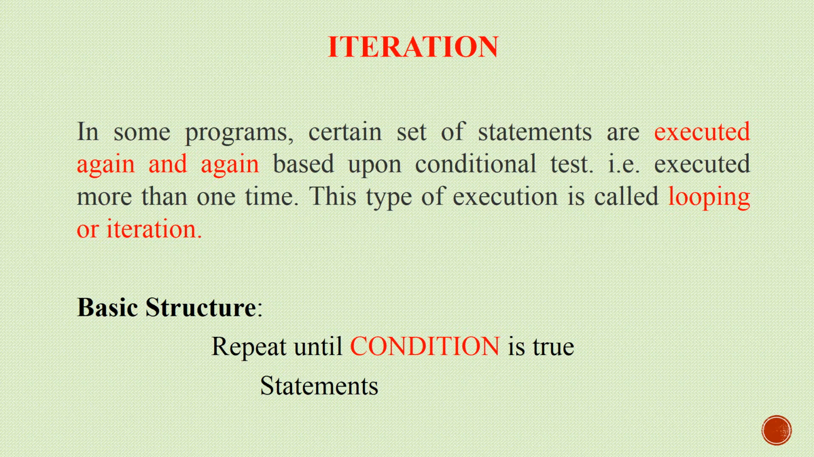So the basic structure goes like this. Repeat until condition is true, and then a block of statements. It could be one statement, it could be n statements. Those set of statements will be executed as long as the condition is true. So every iteration or every loop, the condition will be tested. If it is true, yes, it enters the body. If the condition is false, then it exits the particular loop or the looping structure or the iteration.